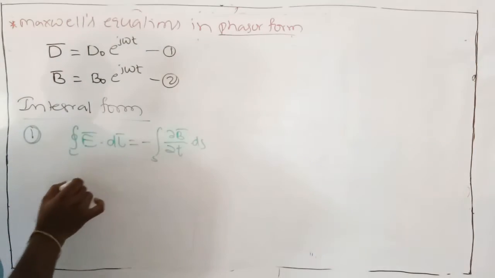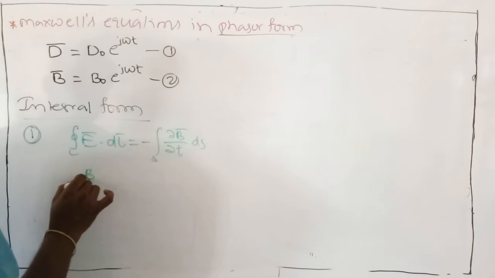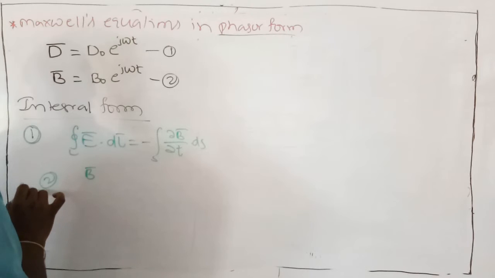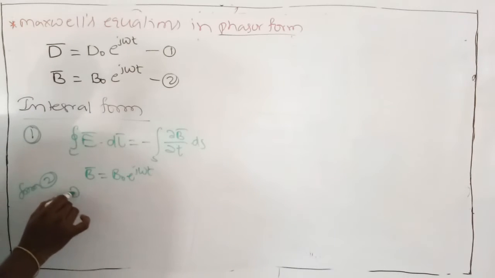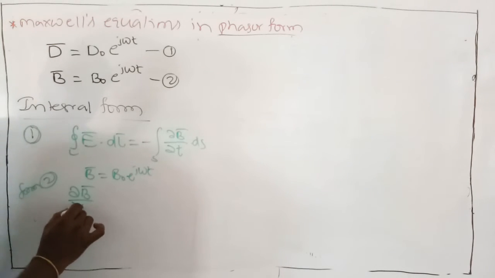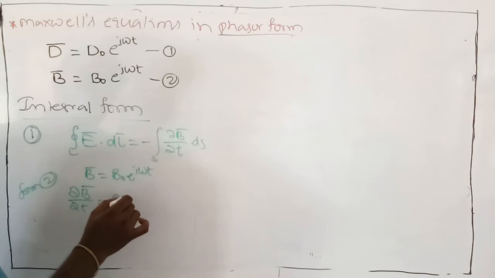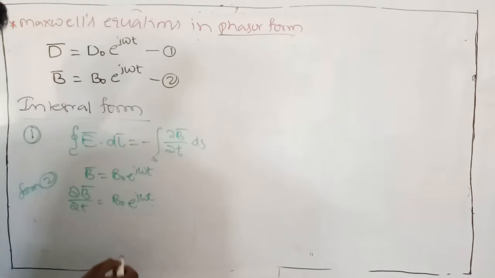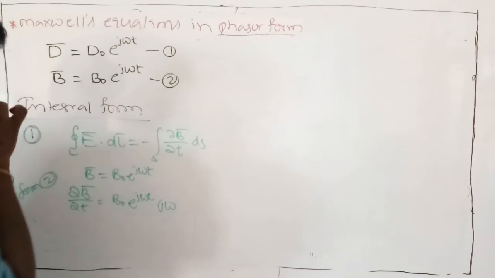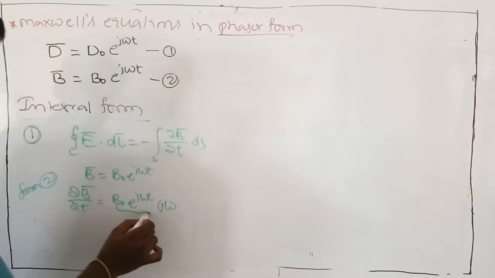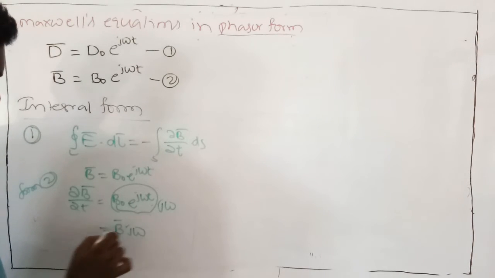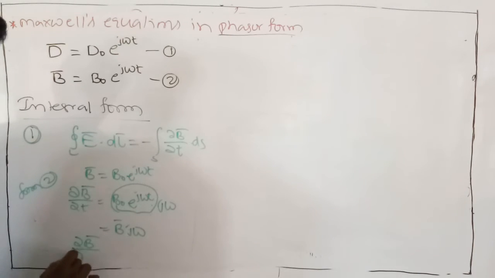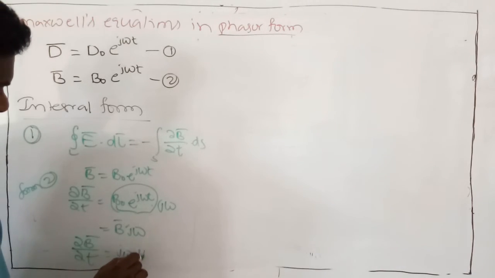Again from equation 2 we know that B bar is equal to B naught e power j omega t. Just do the differentiation. ∂B bar by ∂t: B naught is constant, and the differentiation of e power j omega t is j omega times e power j omega t. So B naught times e power j omega t, from equation 2, you can write it as j omega B bar. So ∂B bar by ∂t is equal to j omega B bar, and in terms of H, j omega mu H bar.